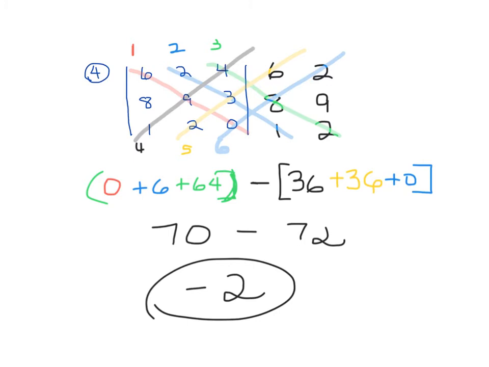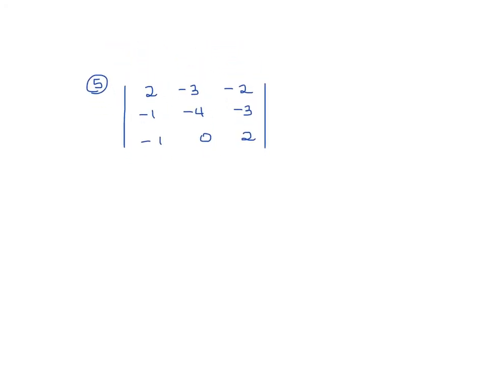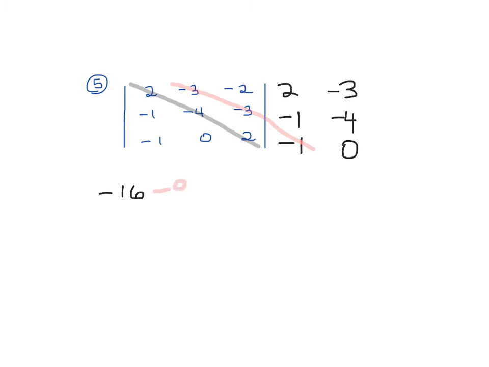For number 5, again, rewrite columns 1 and 2. So 2, -1, -1, -3, -4, and 0. Again, go down the diagonals. 2 times -4 times 2 gives me -16. Then the next one, -3 times -3 times -1 gives me -9.